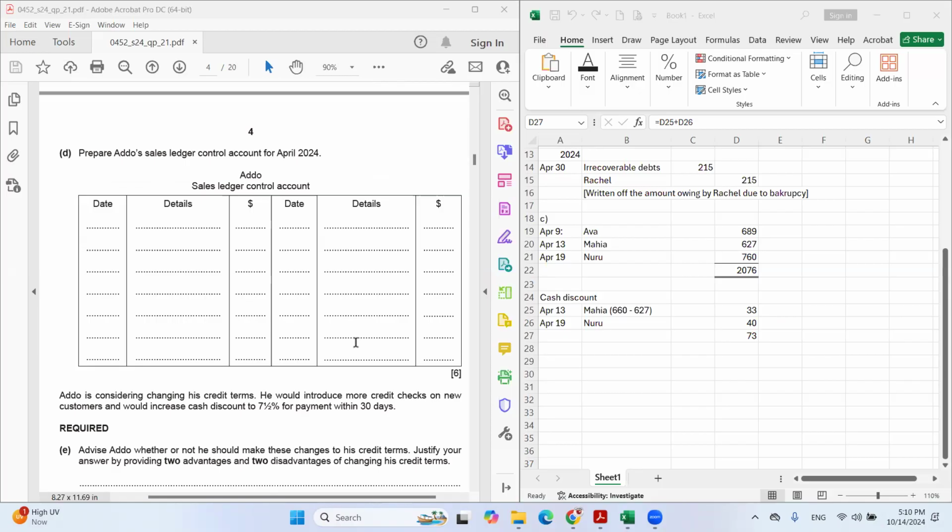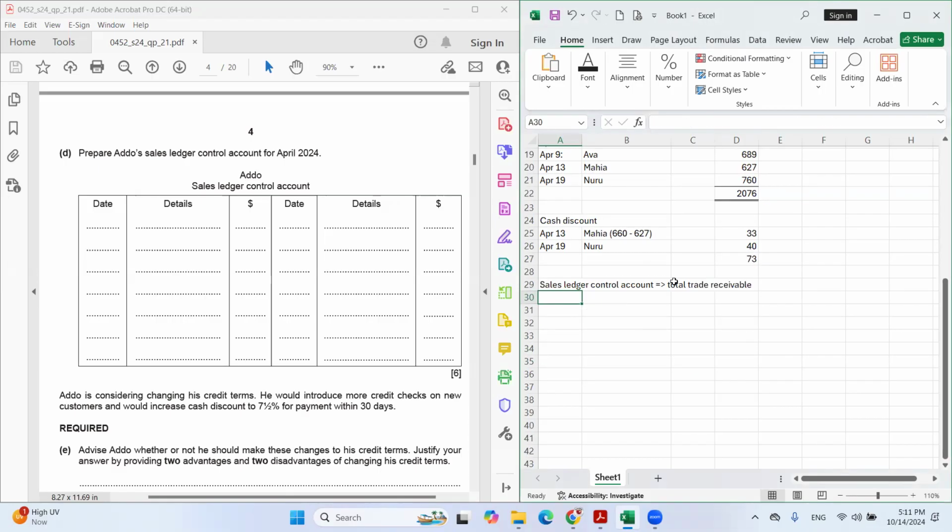Now next is the sales ledger control account. A sales ledger control account is like a trade receivable, but it records the total trade receivable. So for the standard items of the sales ledger control account on the debit side, you have balance brought down. So let's see what the items are. The columns are date, detail, and dollar.